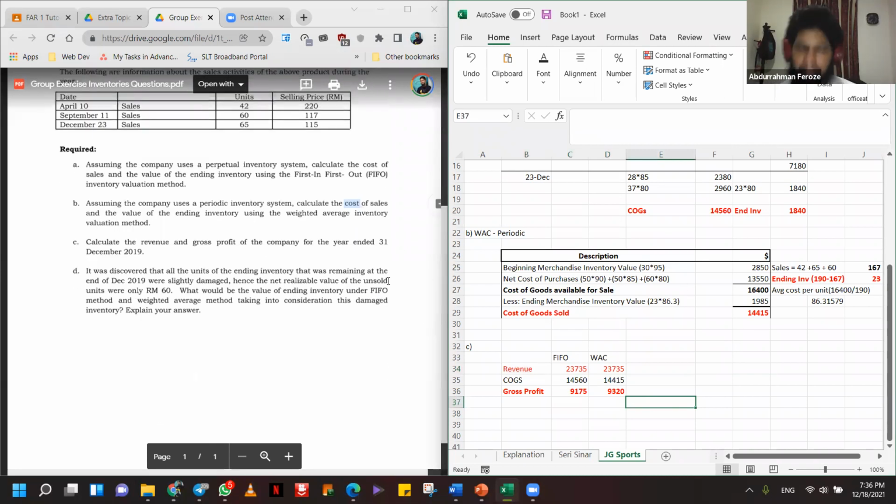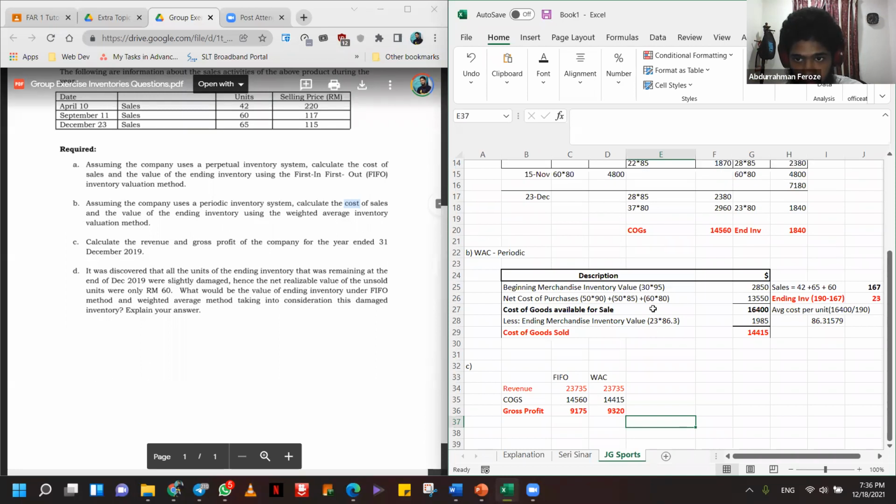And then in D, it was discovered that all the units of the ending inventory that was remaining at the end of December 2019 was slightly damaged. Hence, the net realizable value of the unsold units was only 60 ringgits. What would be the value of the ending inventory under FIFO method and the weighted average method, taking into consideration this damaged inventory?